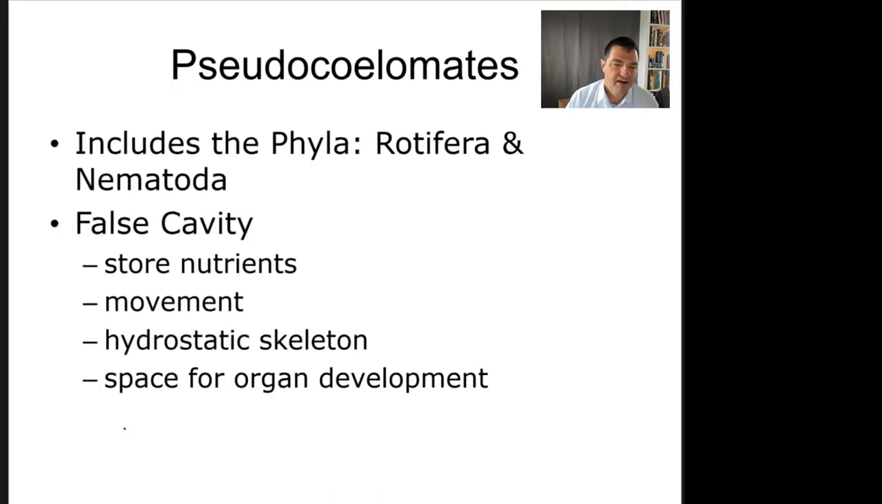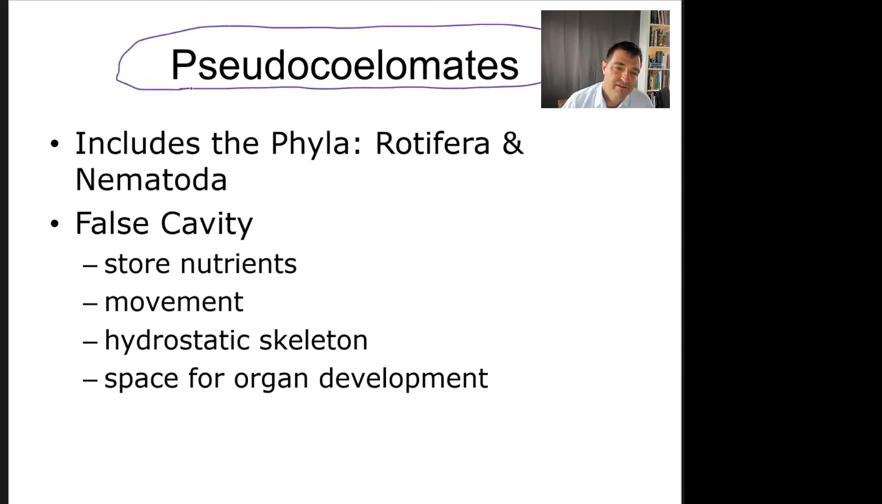Okay, now all of those that we talked about there are called acoelomates. Remember, they have ectoderm, endoderm, and mesoderm, but the mesoderm is a solid material that spans all the way from the endoderm to the ectoderm. So what we're going into now is a different body design called the pseudocoelomate.